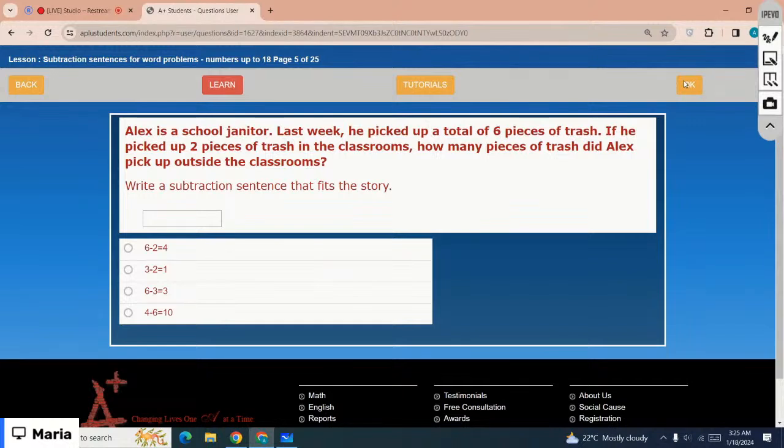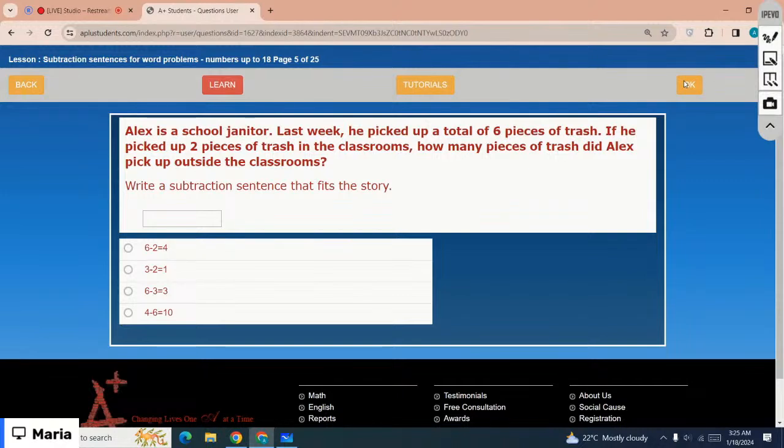Alex is a school janitor. Last week he picked up a total of, we're working on grade 1 math. The chapter we're working on is subtraction, and the lesson I'm on right now is subtraction sentences for word problems, numbers up to 18.